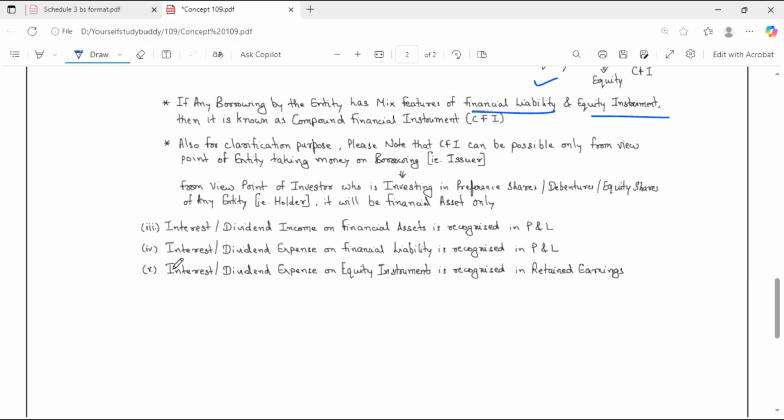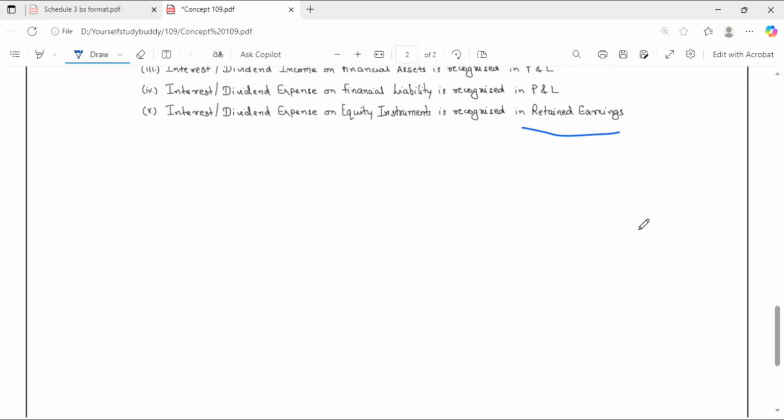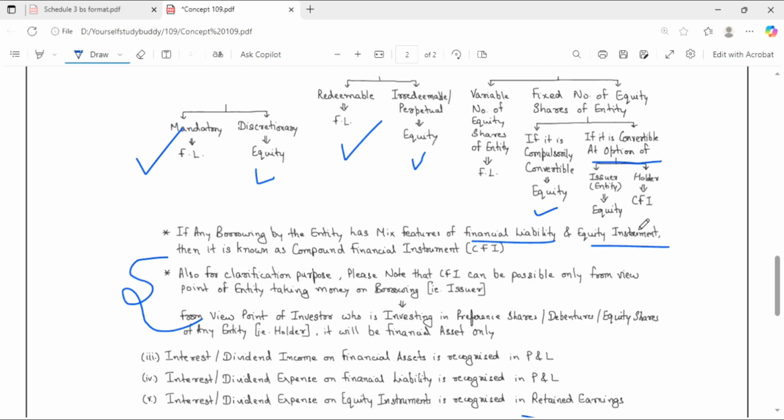Okay, now this is already I have explained above कि जो भी हमें एंट्री करनी होती है इश्यूअर के पॉइंट ऑफ व्यू से करनी होती है, because for the holder it is an investment, he can directly show it as an investment. So whatever the interest and dividend we are getting on the financial assets and the financial liability will be going to be recorded in a P&L, and whatever the dividend income we are getting on equity instrument will be recognized in retained earnings. ये हम लोग क्वेश्चन के साथ देखेंगे तो अच्छे से समझ में आएगा.